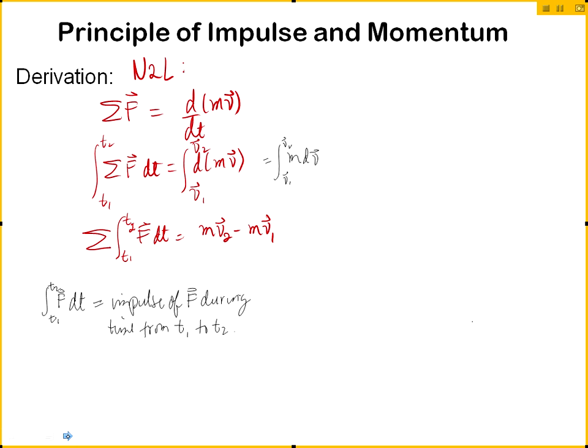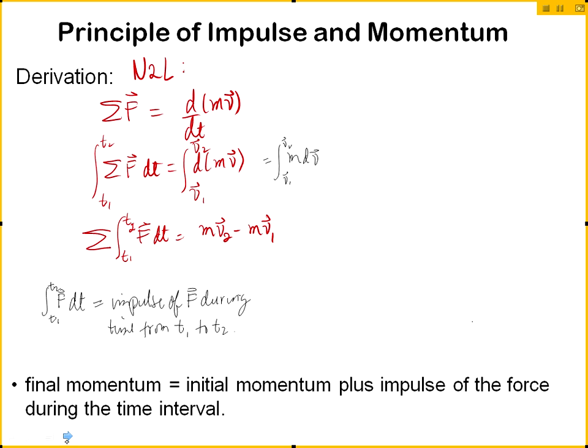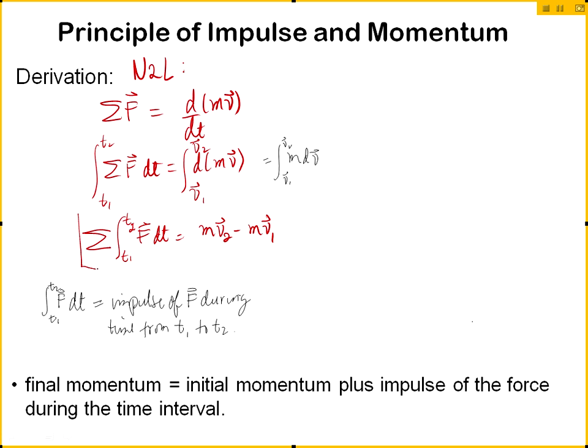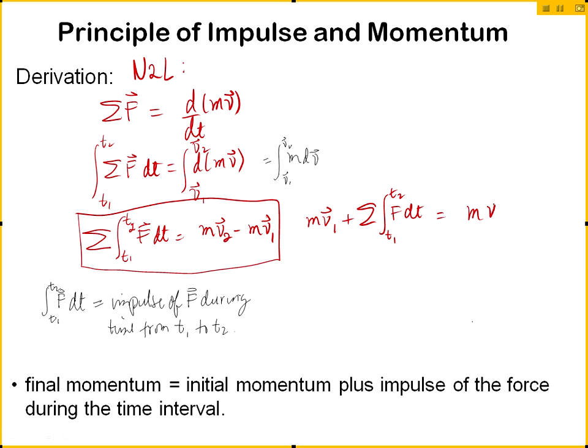But I think I told you before that I have a preferred form of this. Instead of saying this, what does this say? The summation of all the impulses of all of the external forces is equal to the change in the linear momentum. I like rewriting it in the form mv1 plus the summation of all of the impulses during the time interval from T1 to T2 is equal to mv2.